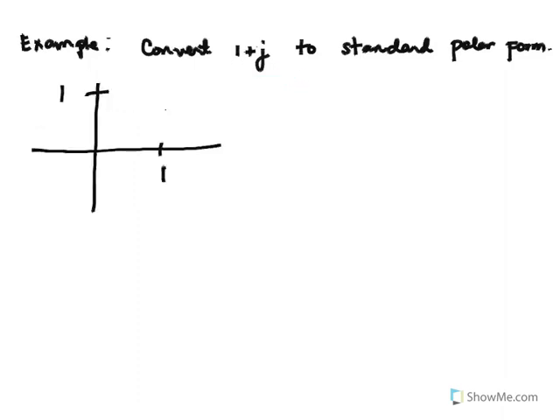And so you have the point (1, 1) associated with 1 plus j. So on the origin plane, we plot (1, 1). And then from the origin, we draw a vector to the point (1, 1). So this is r, the length from the origin to (1, 1). And your theta is this principal argument theta.